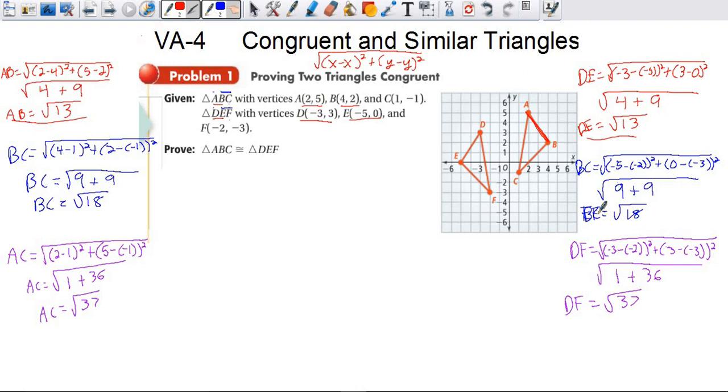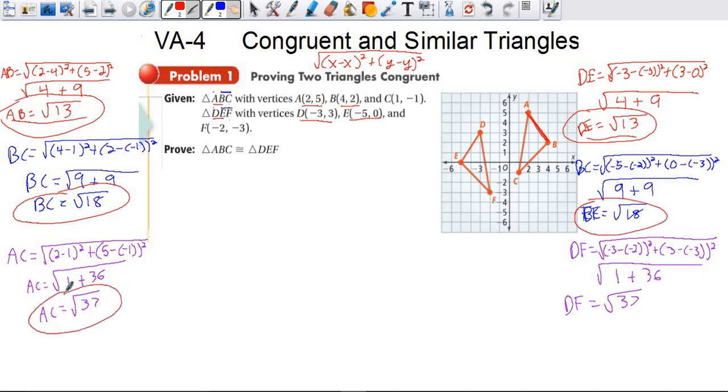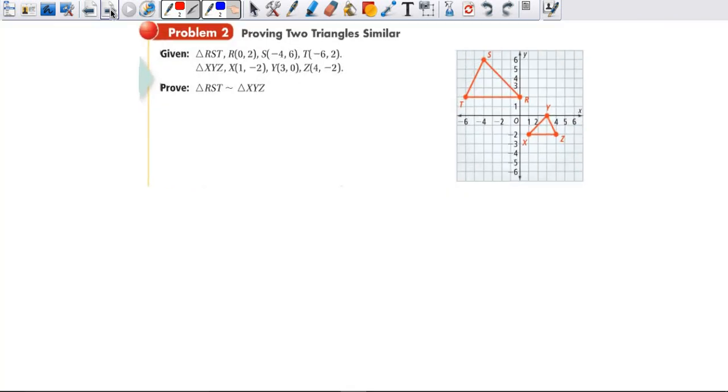So what you should notice at this point is AB equals the square root of 13, and DE equals the square root of 13. So those two are congruent. BC equals the square root of 18, and EF equals the square root of 18. So those two match. And then AC equals the square root of 37, and DF equals the square root of 37. So we have 3 sets of sides that are congruent. So when they asked us to prove that, we now know that those two are congruent. So the answer would be yes by side, side, side, because we just made sure all the sides were congruent, all right?